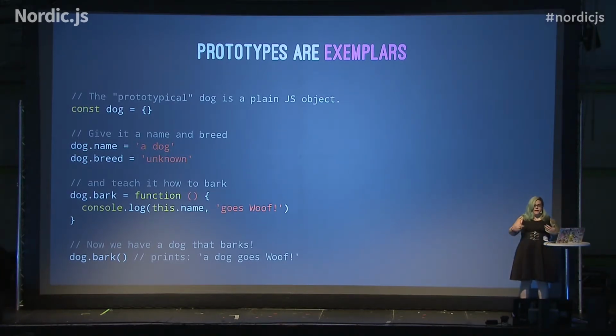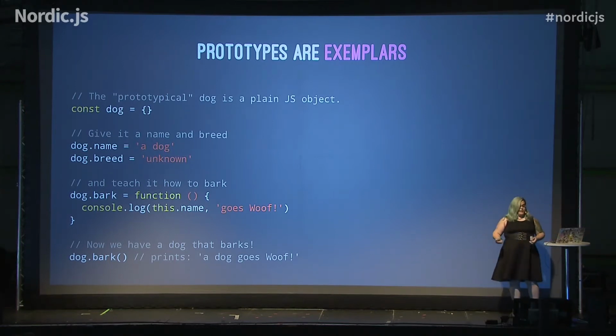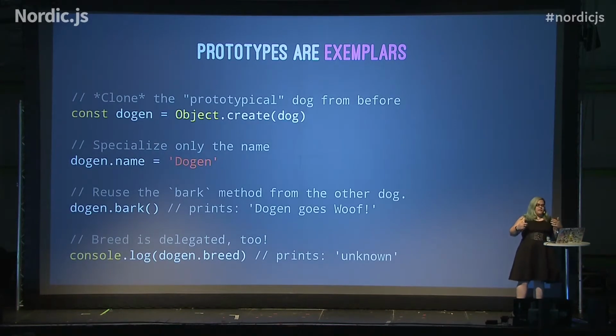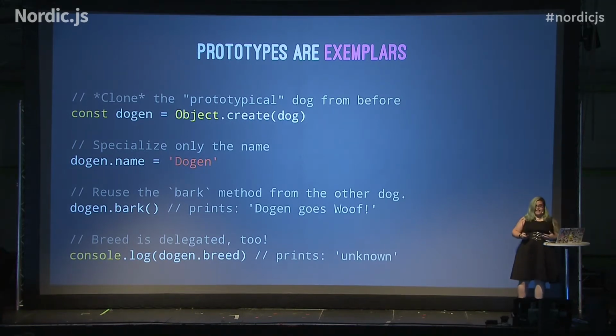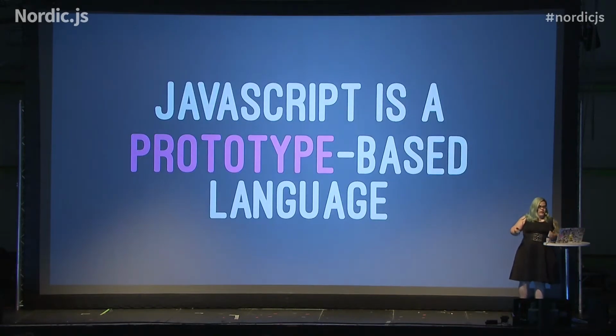Here's an example of a dog. It's just called a dog here, and it has a bark method, it has a breed, and hey, look, you can use that dog just by itself, right? Cool. So if we want a more specialized kind of dog, we just clone our dog prototype, specialize only the things we need to be more specific about, and we start using it right away. This mechanism where clones are able to reuse their parents' code is called delegation in prototype languages. In this case, Dogen is using the bark method from its parents, but we can customize the name and all that stuff. So why am I talking about this?